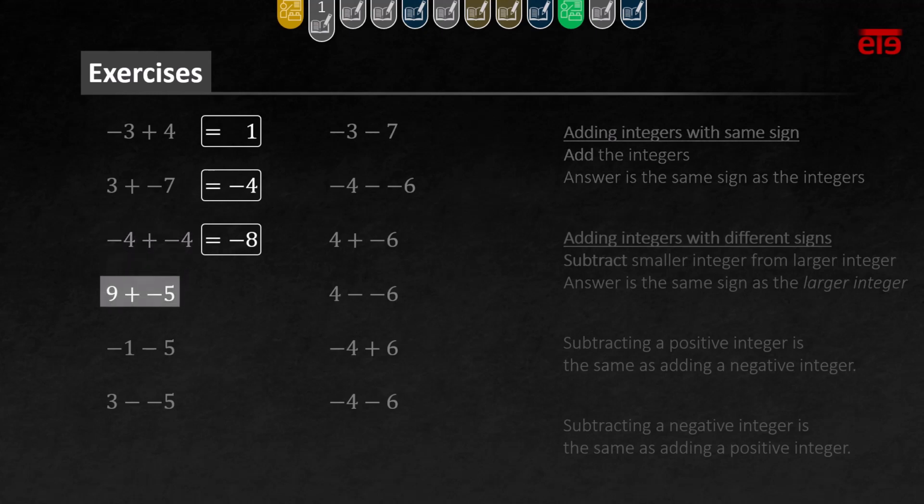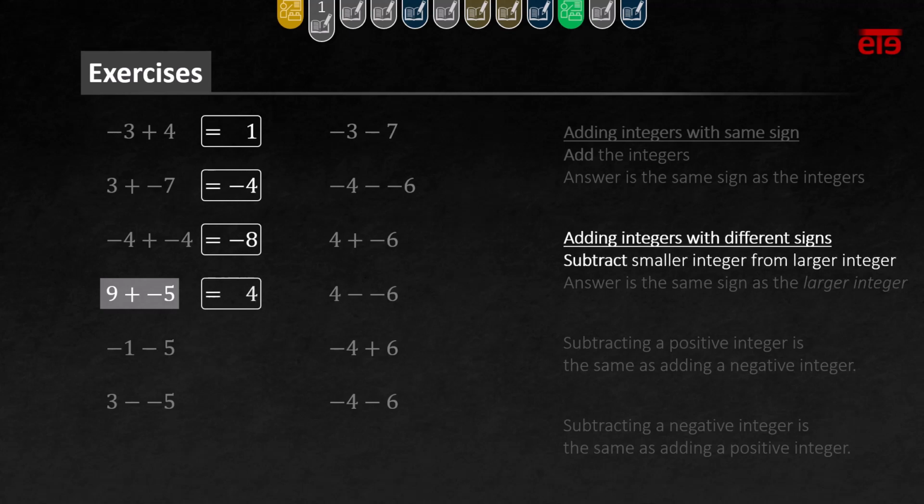9 and -5 are integers with different signs. 9 subtract 5 is 4. 9 is larger, and the answer is +4. We can simply write 4.